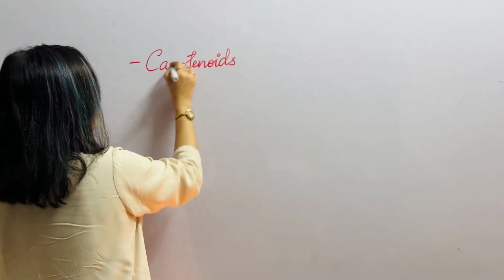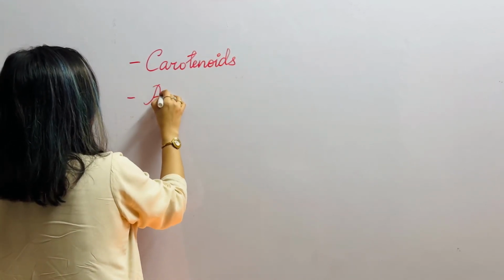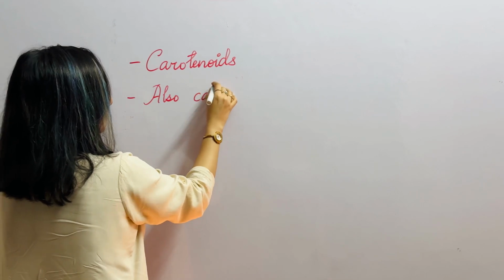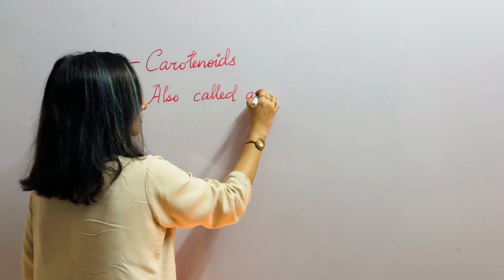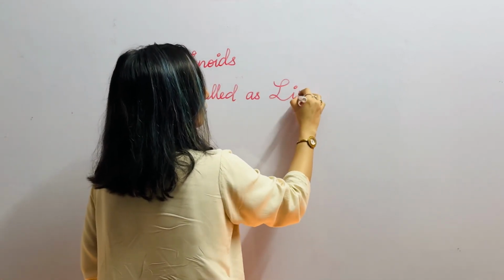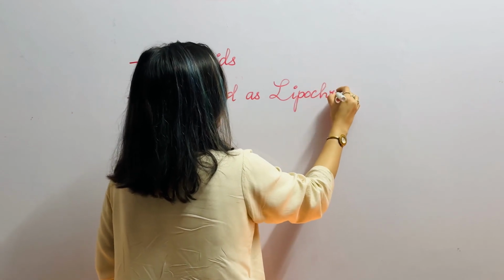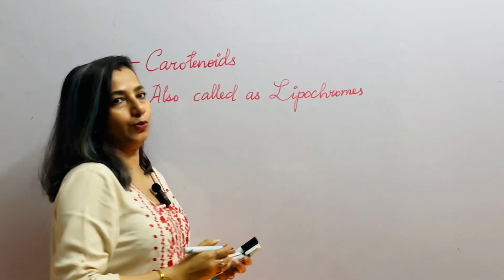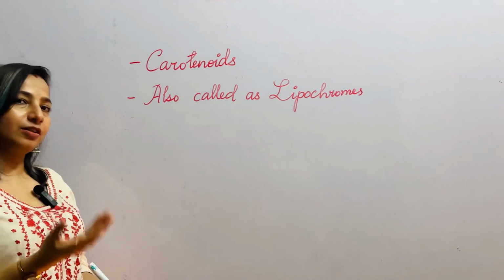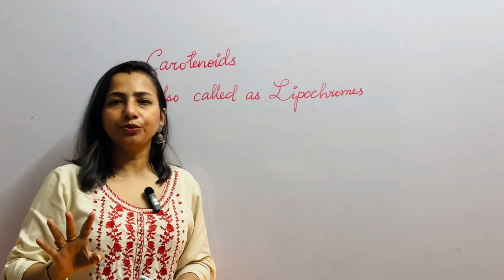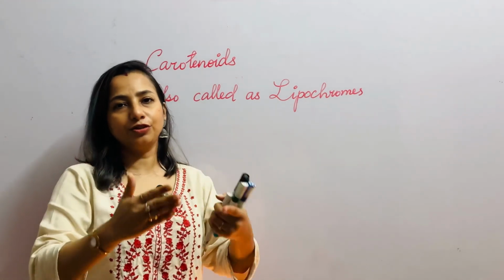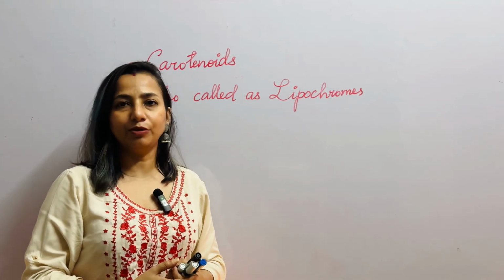Now, these carotenoids are also called what? They are also called lipochromes. Why? Because they are soluble in lipids. That is why their other name is lipochromes. Now, what is their function? One function we know is that they funnel the energy to the main reaction center, the chlorophyll A molecule.